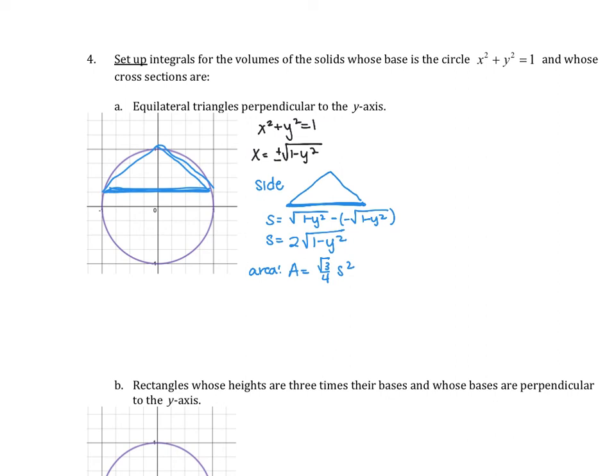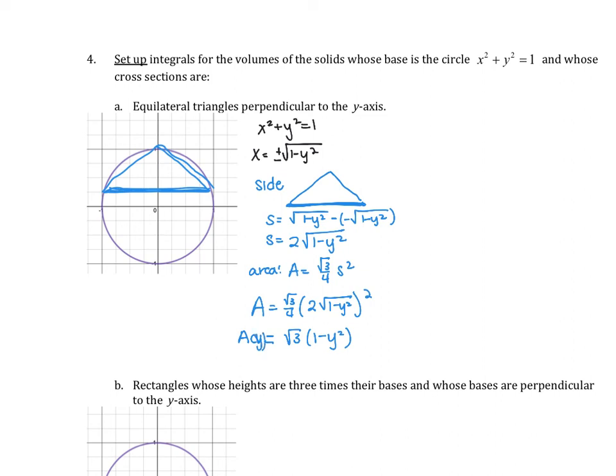So the area would be root 3 over 4 s squared, which would be 2 root 1 minus y squared, squared. Simplifying this, we get root 3 over 4 times 4 times 1 minus y squared. So we get root 3 times 1 minus y squared as my area. Oops, I put A of x. I meant A of y.